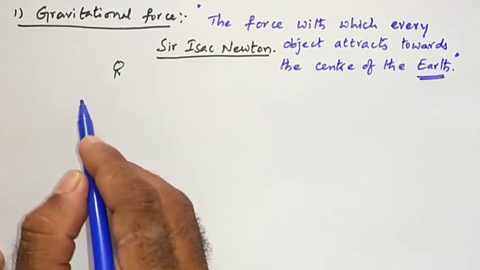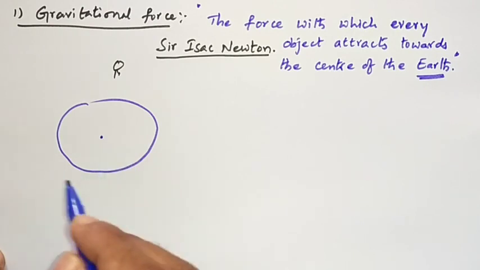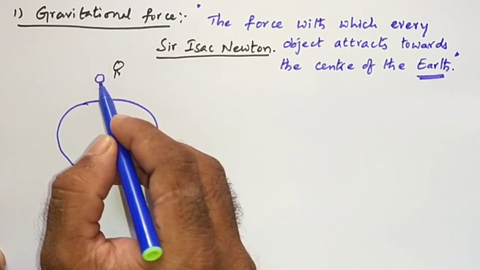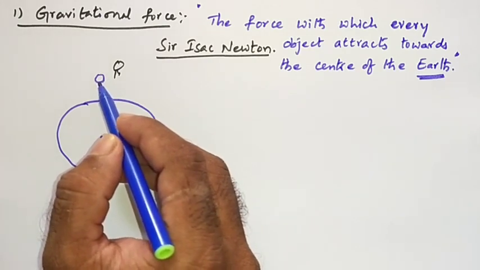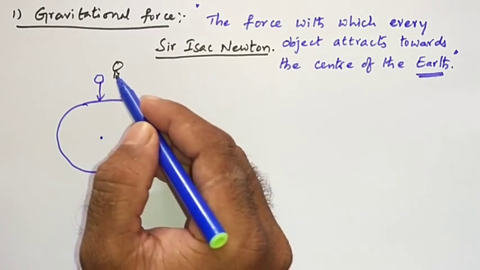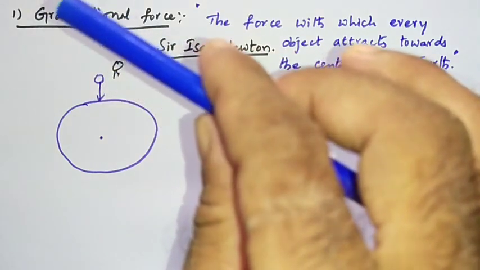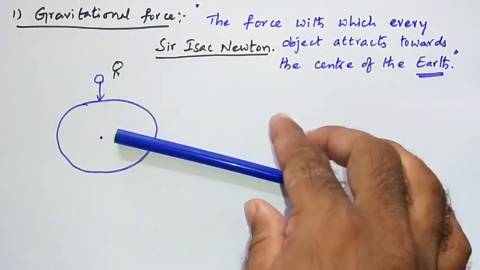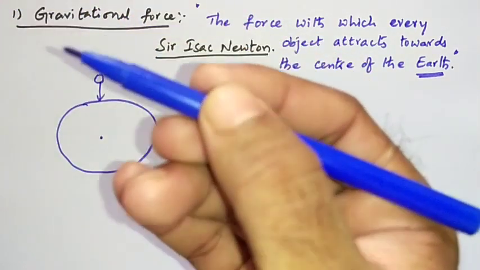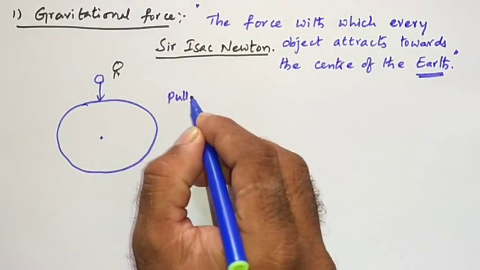That means, suppose this is the planet earth, and this is the center of the earth. You know that when a fruit is detached from the branch of any tree, it falls on the surface of the earth. Or if you raise an object to a certain height and drop it, it falls on the surface of the earth. Why is it falling? It is falling because it is pulled down.